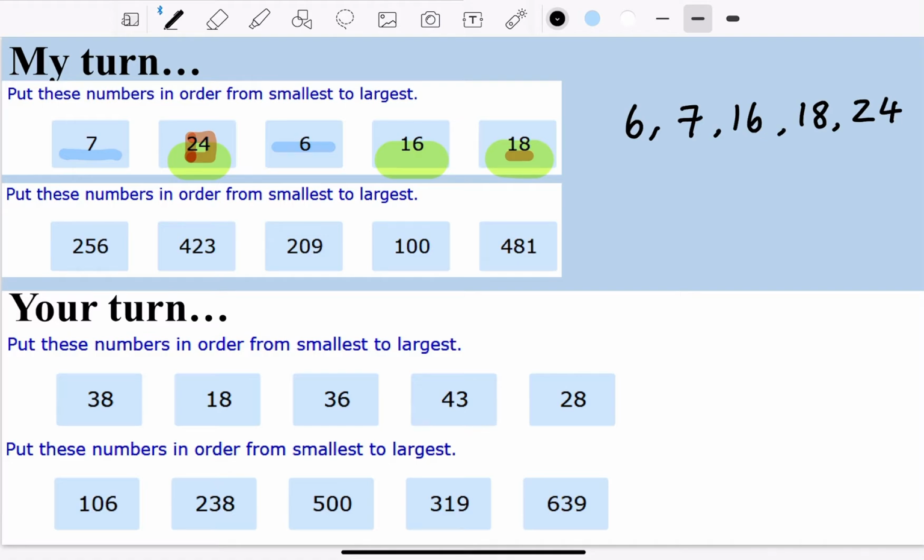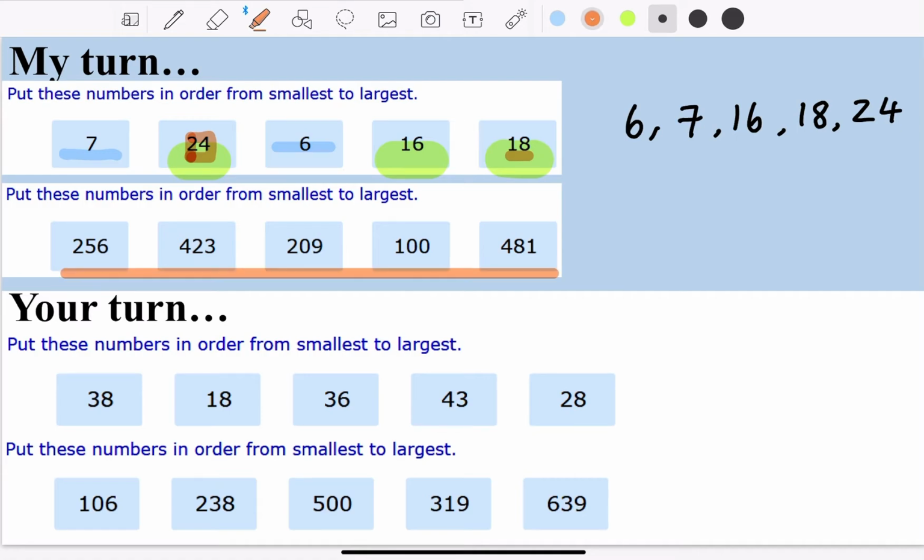My next example, not as easy. Everything is in the hundreds column. So I'm going to work through this slightly differently. I'm going to start by finding the smallest one. So which of these numbers has the smallest number in the hundreds column? That would be 1, is smaller than 2 or 4. So this one is going to be first.